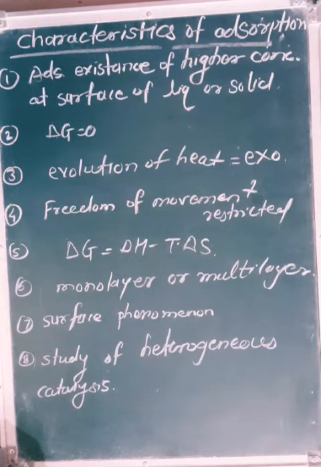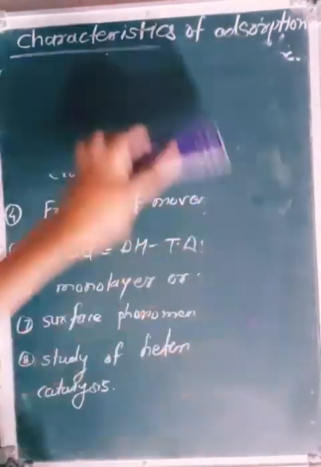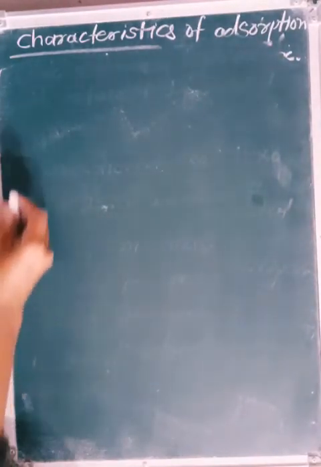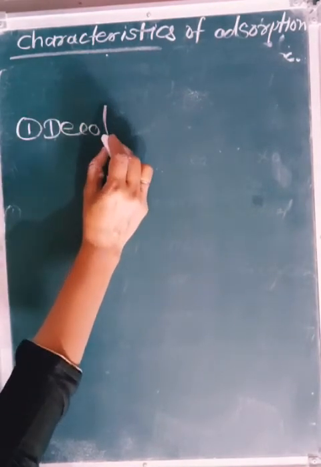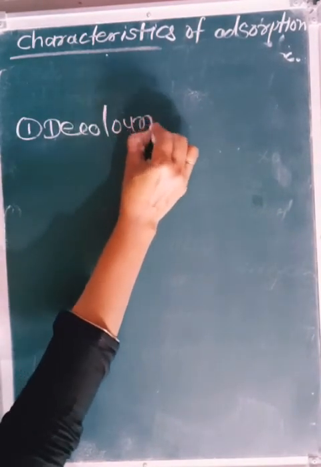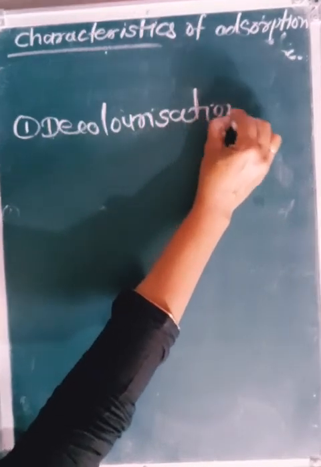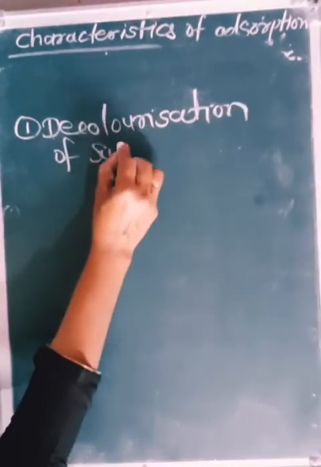Now we discuss some examples of adsorption. Adsorption has two types: negative adsorption and positive adsorption. In this case, we discuss positive adsorption examples. Number 1, decolorization of sugar.